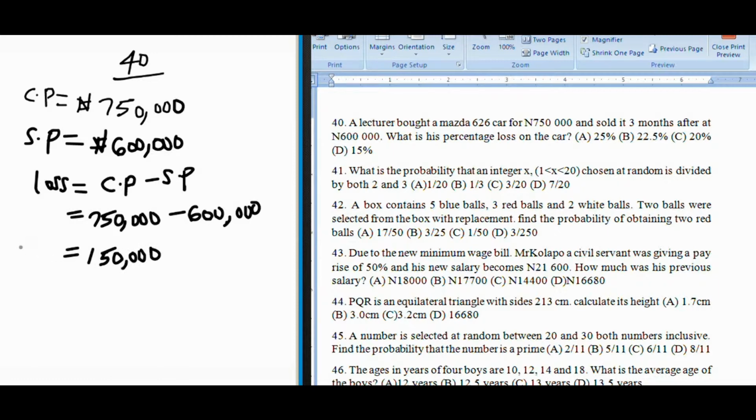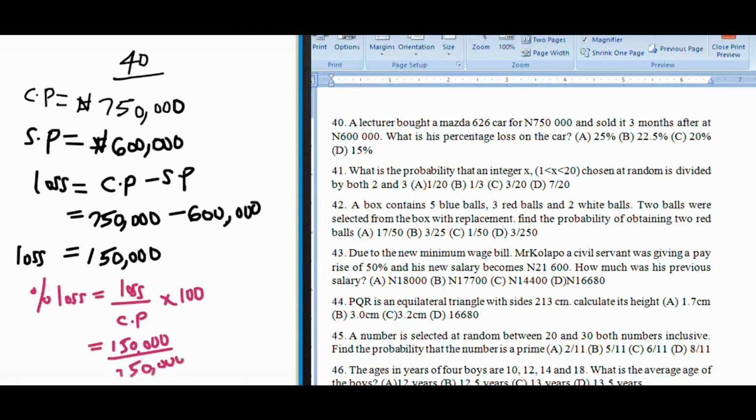So the percentage loss is equal to loss all over the cost price times 100. Okay? And that will be 150,000 all over 750 thousand times 100. And that is 20%, which means the lecturer has made a loss. That's option C.